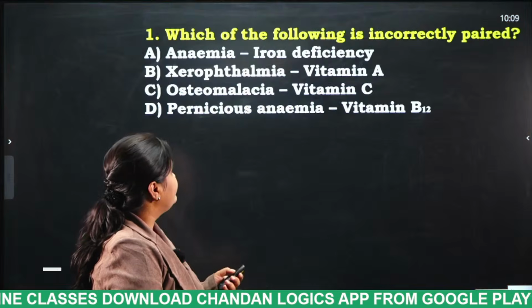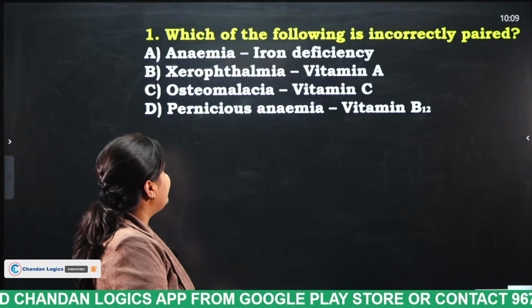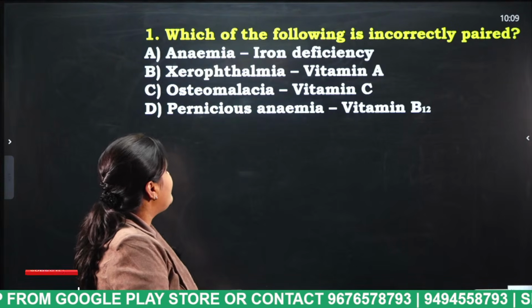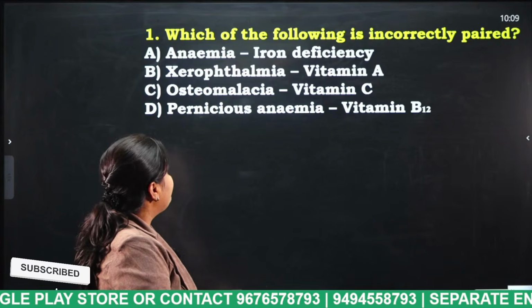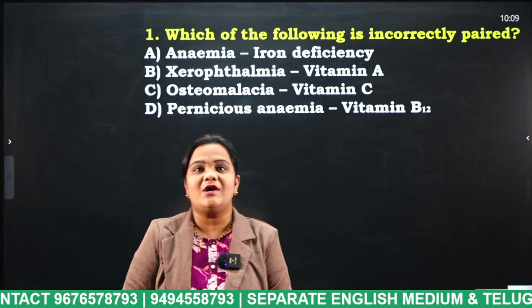First question. Which of the following is incorrectly paired? Anemia, iron deficiency; xerophthalmia, vitamin A; osteomalacia, vitamin C; pernicious anemia, vitamin B12. Okay, now put your answer in the comment section, students.